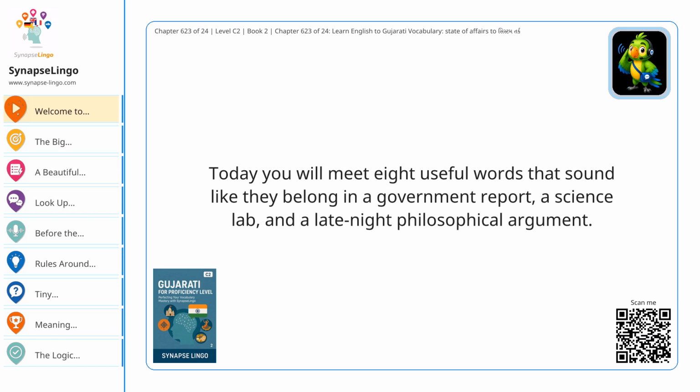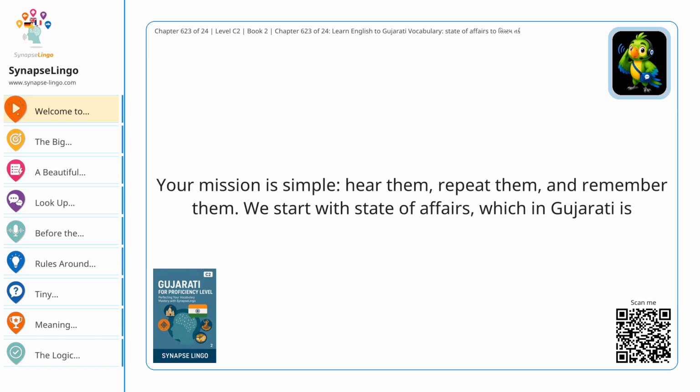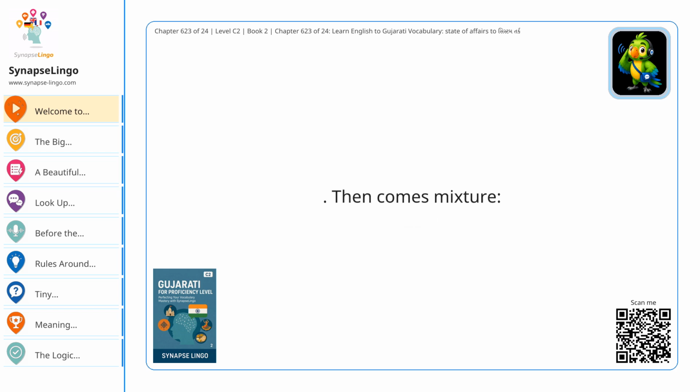Today you will meet 8 useful words that sound like they belong in a government report, a science lab, and a late-night philosophical argument. Your mission is simple. Hear them, repeat them, and remember them. We start with state of affairs, which in Gujarati is પરિસ્થિતિ, then comes mixture, મિશ્રણ, constellation, નક્ષત્ર સમૂહ, initial situation, આરંભિક સ્થિતિ, framework condition, રાહત શરત, parameter, પરિમાણ, functional context, કાર્ય સંદર્ભ, and system logic, સિસ્ટમ તર્ક.